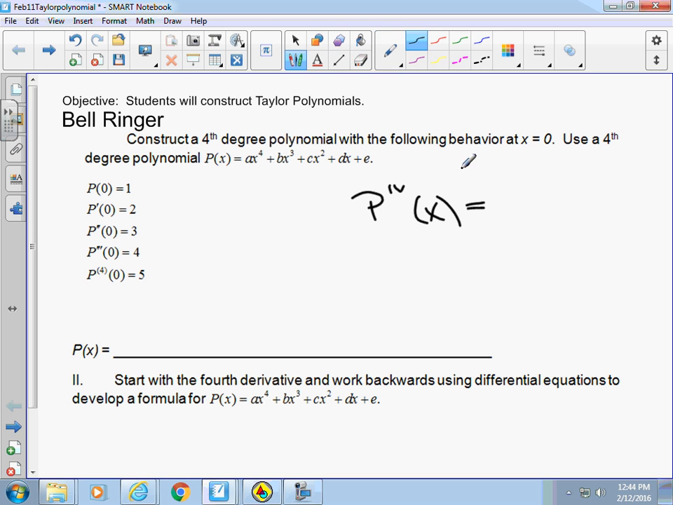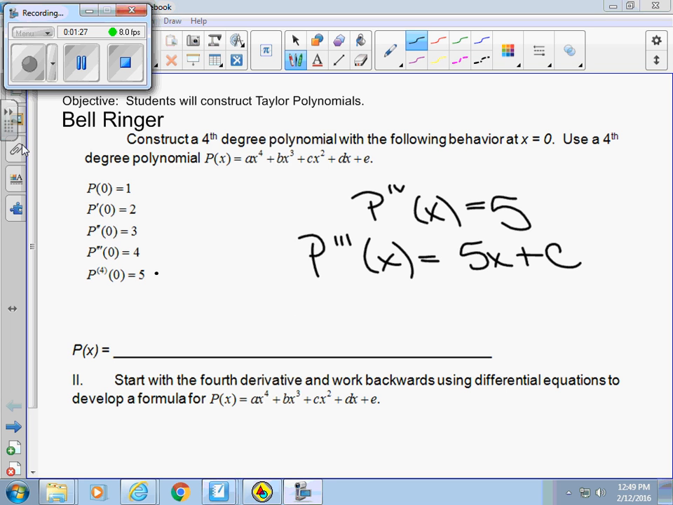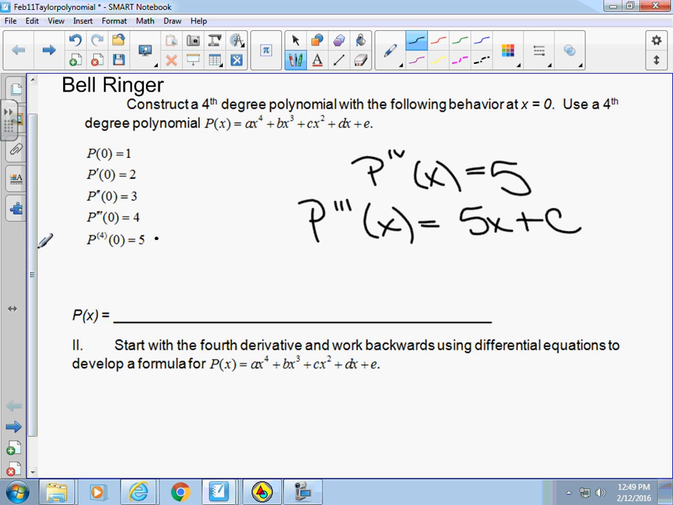So if the fourth derivative is the number 5, then what is the third derivative? 5x plus C? Could you find C? Okay, I got you started. Now you finish. Let's keep going. First of all, what's the C here on P triple prime? How do you know? Does everyone agree?